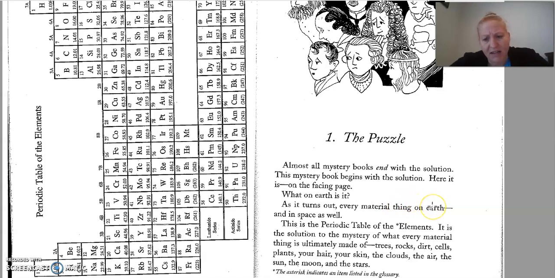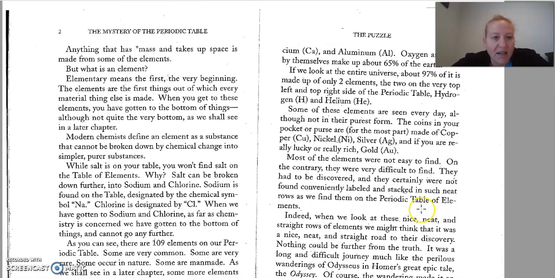This is the periodic table of the elements. It is the solution to the mystery of what every material thing is ultimately made of. Trees, rocks, dirt, cells, plants, your hair, your skin, the clouds, the air, the sun, the moon, and the stars. Anything that has mass and takes up space is made from some of the elements.